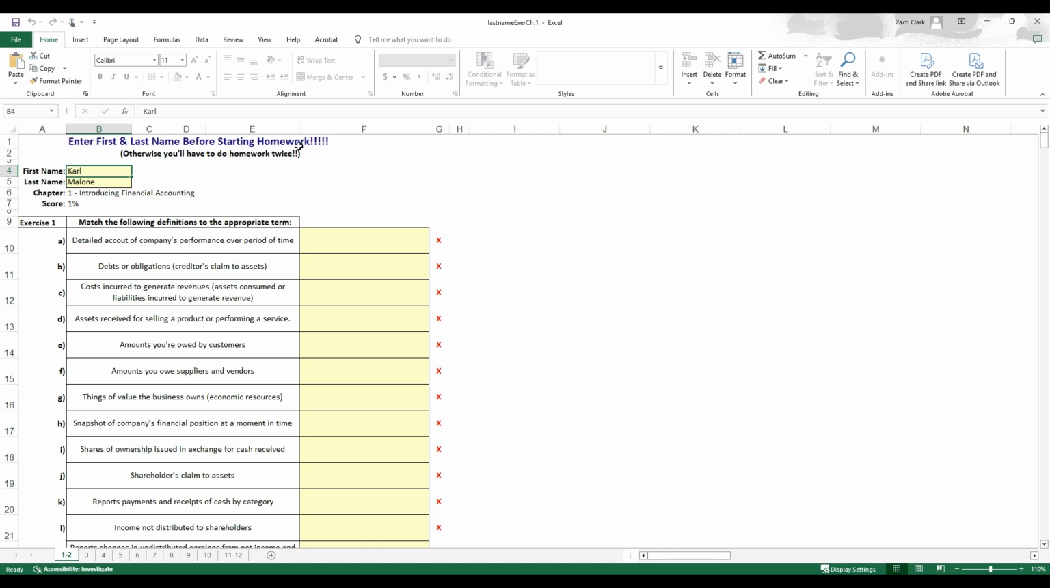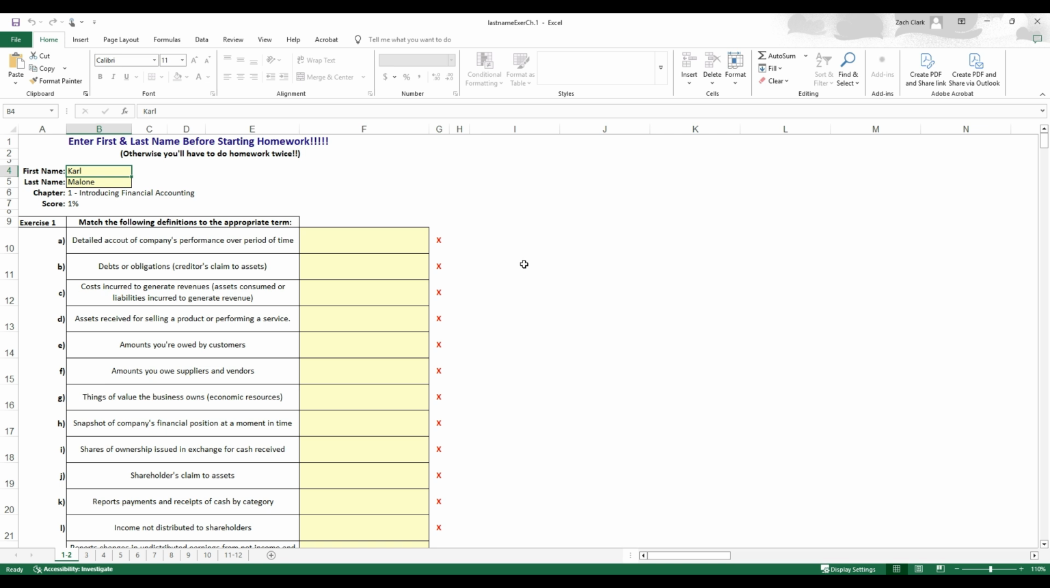One of the most important things to keep in mind, and it's noted here at the top of the spreadsheet, but I will say it again, is that you're going to want to enter your first and last name before starting the homework, because that will make some adjustments to the information throughout the file. If you leave it off, it'll erase your answers essentially, and you'll have to redo the homework. So be very careful not to have that be the case. And you can see a score here. I'll return to that as we work through the exercise spreadsheets.